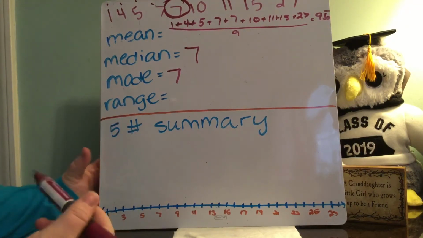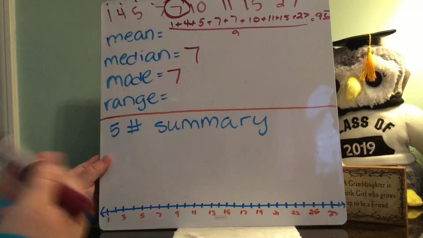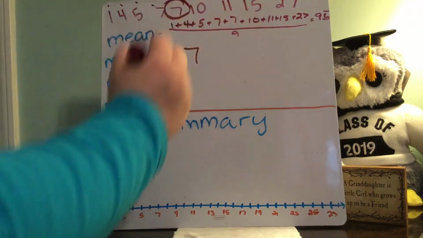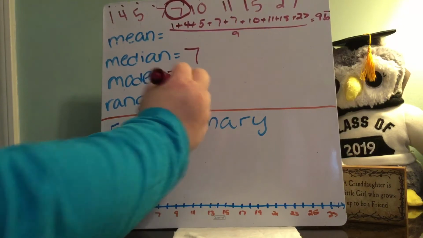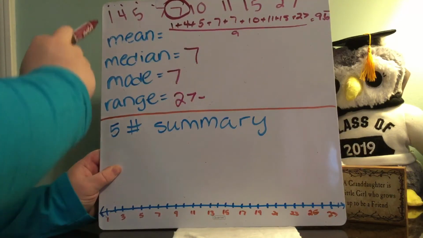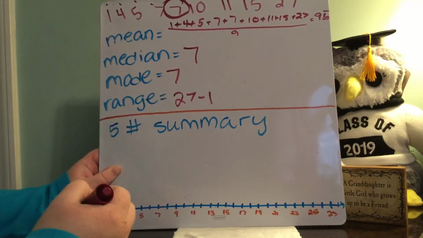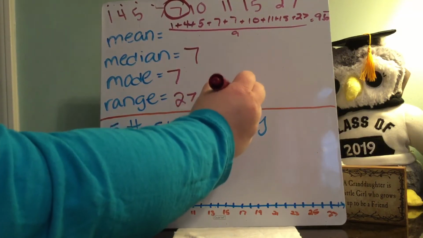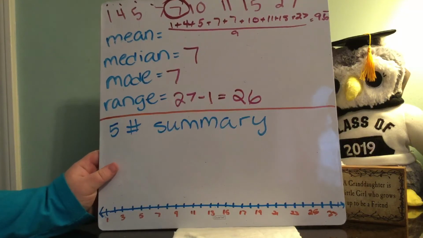For the range, we do our high minus our low. In other words, our max minus our min. So our max number is the biggest number, which is 27. Subtract your min, which is your lowest number, and we have 1. 27 minus 1 is going to give me 26. That's the range of my data set.